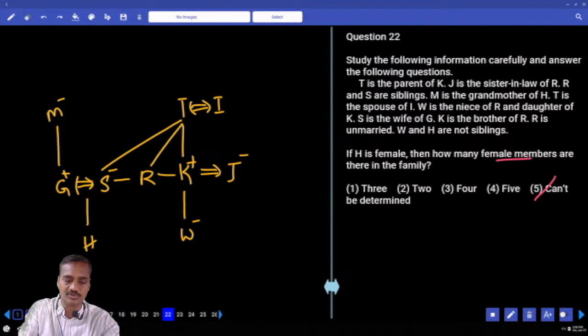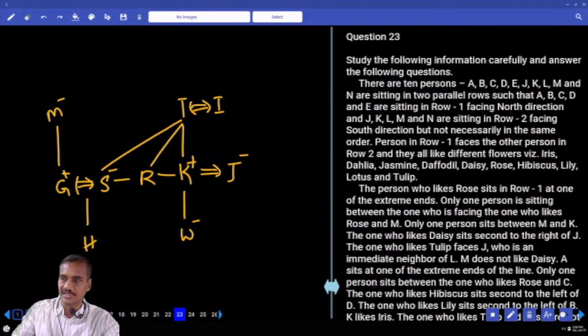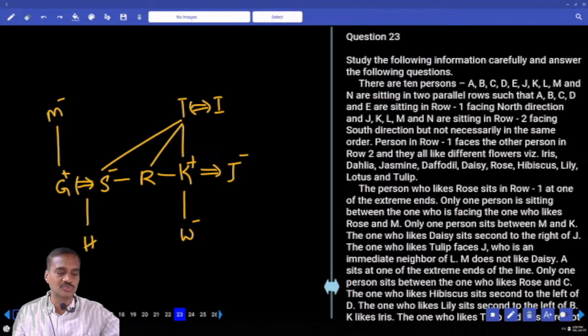Now this is about question number 22. Then next one, 23 onwards. Now 23 to 26. In this 23 to 26, there are 10 persons seated in 2 parallel rows. A, B, C, D in row 1 are facing north, and J, K, L, M, N are facing south. Now 5 persons in row 1 and 5 persons in row 2.